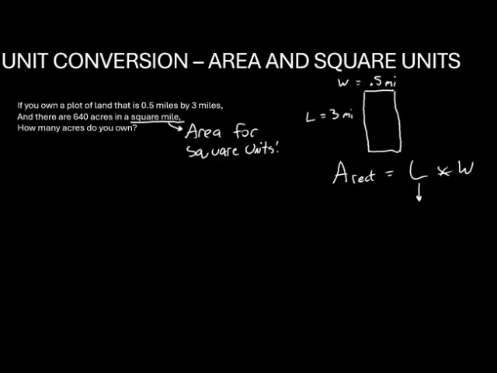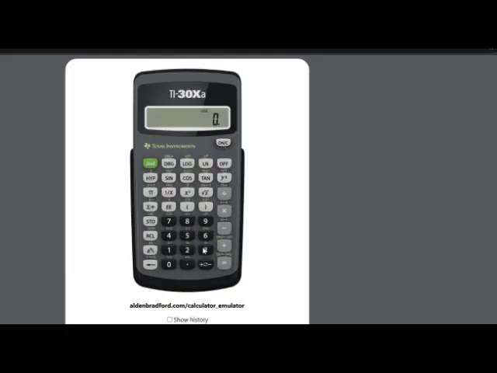Now we replace the L with 3 miles, and we replace the W with 0.5 miles, and then we place the multiplication sign in between. We'll say that this equals area on the left side. Now we go to the calculator and perform the multiplication. 3 times 0.5. We enter 3 and the multiplication symbol and say 0.5. When we press enter, we get 1.5.